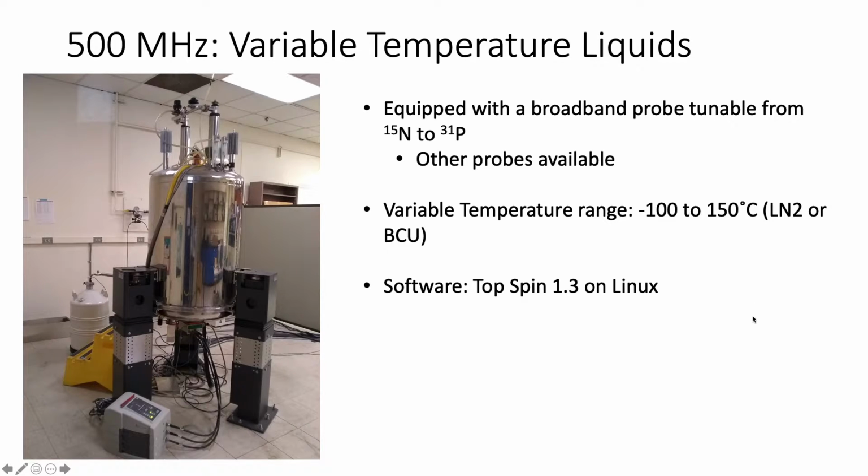And so the software for this instrument is Topspin 1.3 running on Linux. And in terms of relatable software in Chemistry 93, the Topspin software that you're learning with the 400 megahertz is related, although this is a slightly older version.